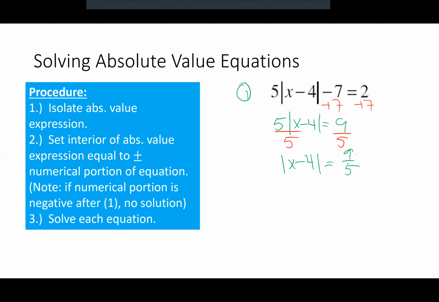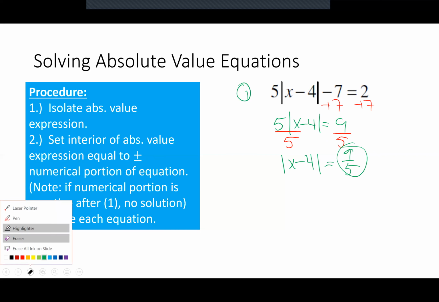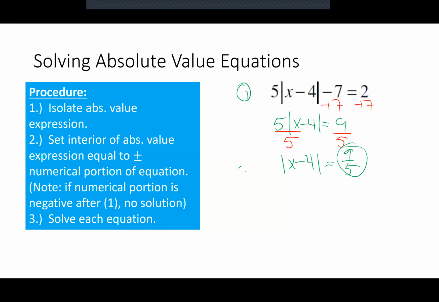All right, so here's the good news. Absolute value of something equals a positive number. That's great. We don't need to worry about the no solution case. That's tremendous. Okay, so now we set the interior equal to the plus or the minus. You can even think of it as branching off. X minus 4 is 9/5. X minus 4 is negative 9/5.